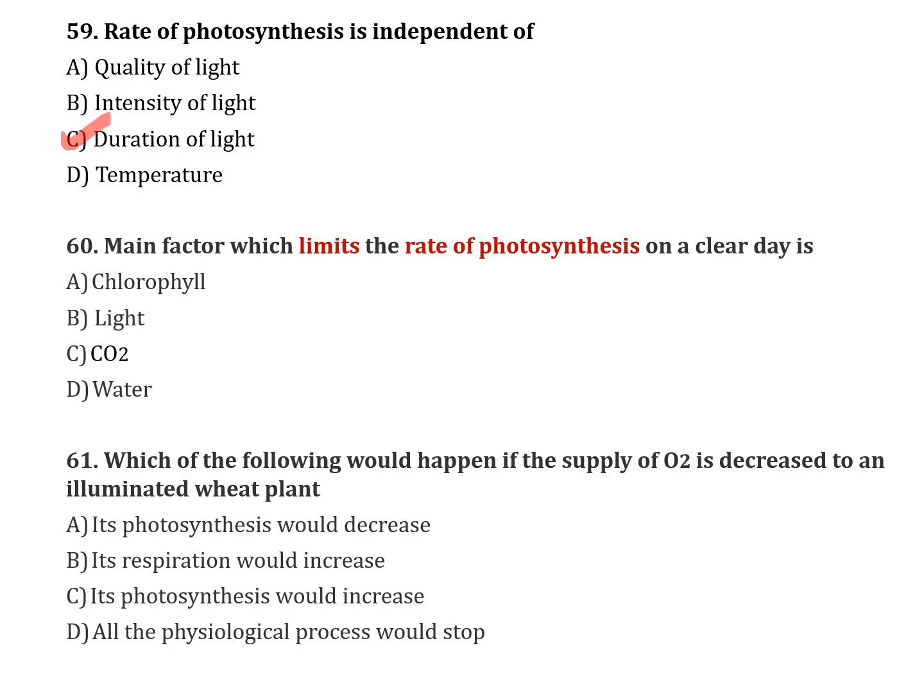Main factor which limits the rate of photosynthesis on a clear day is option A, chlorophyll. Option B, light. Option C, carbon dioxide. Option D, water. Correct answer is option C, carbon dioxide. The next question number 61.